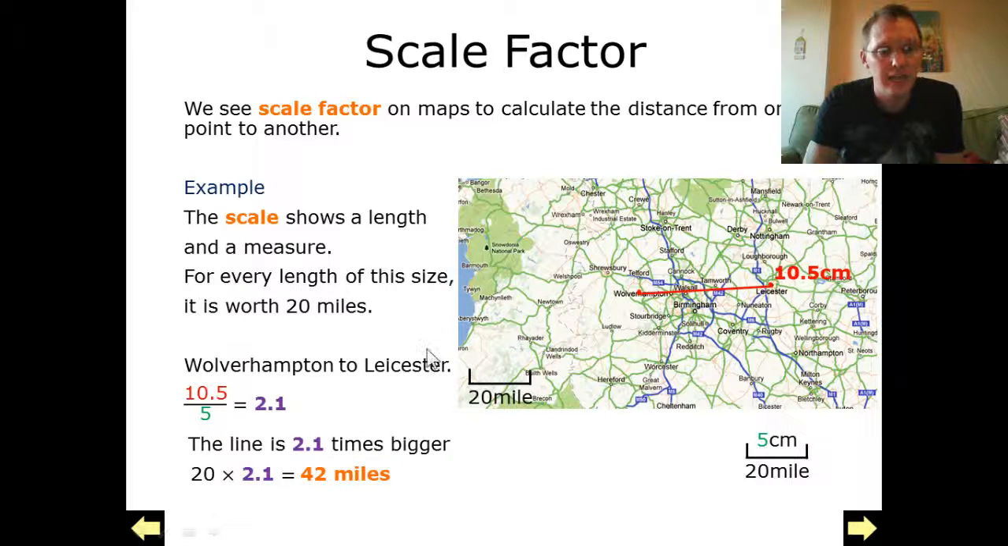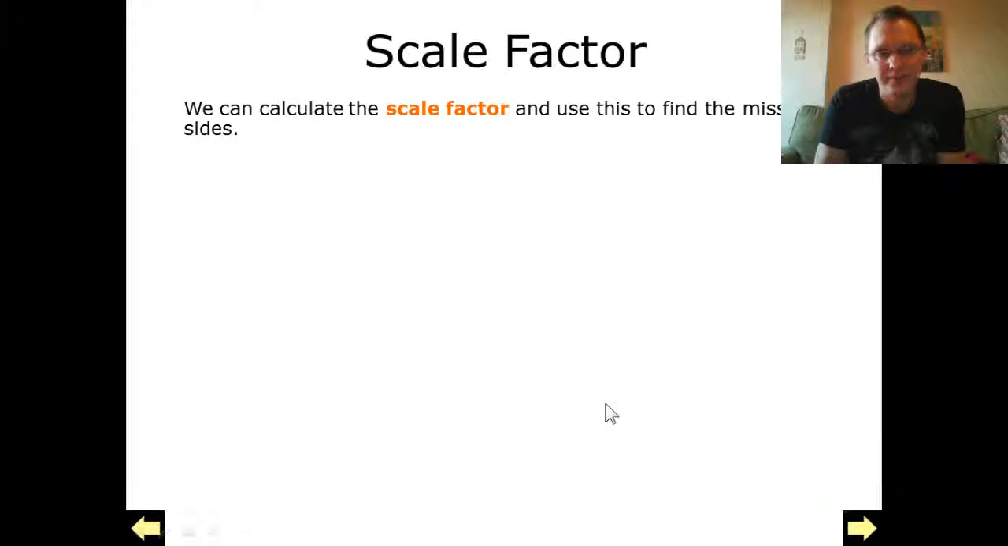So, if I was to multiply my 20 by 2.1, because each 5 centimeters of this line is worth 20 miles, I'm multiplying 20 by 2.1. That gives me a distance of 42 miles between Wolverhampton and Leicester.